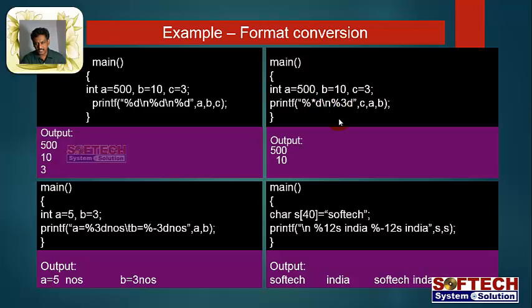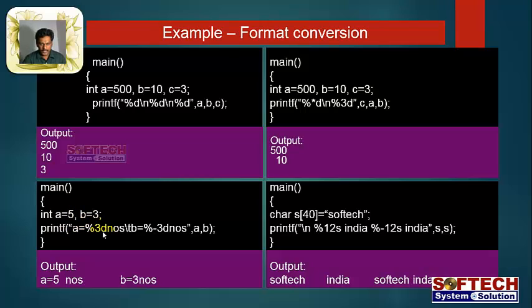So for the first %3d, the value of a is displayed in 3 digits. The next one is %3d, which allocates 3 blank spaces. In those 3 blank spaces, it displays 10 only. So it displays like that: first it leaves one blank space, then it prints 1 0. So it is in a formatted way.